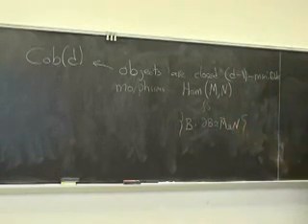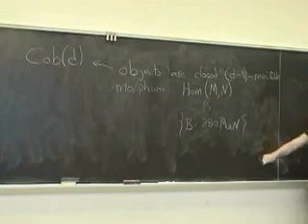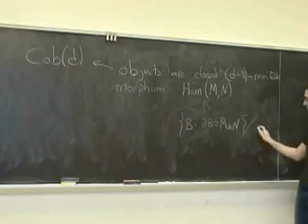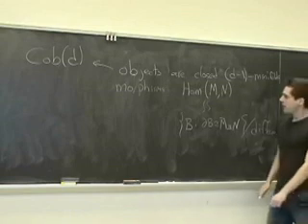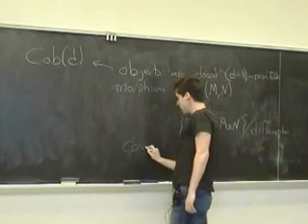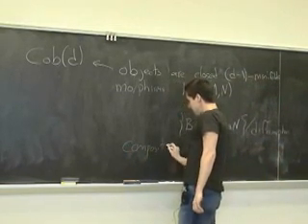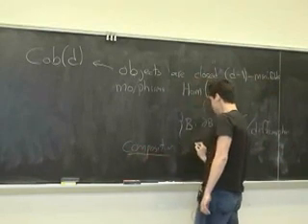And I'm going to consider 2 Cobordisms to be the same as a morphism in this category if they're diffeomorphic, or diffeomorphic relative to their boundary. And finally, composition in this category is given by gluing.